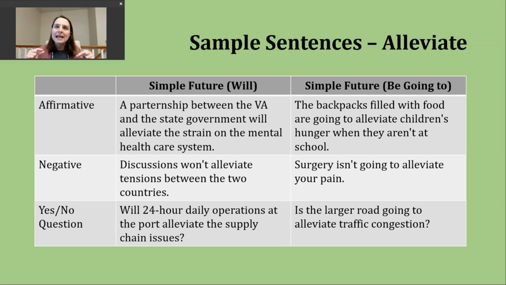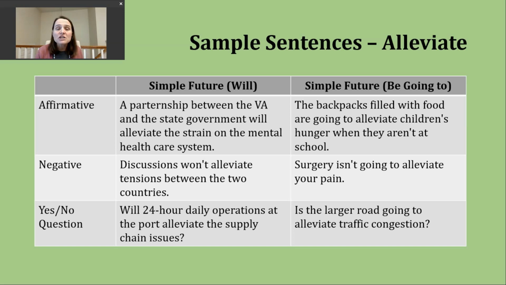Sometimes people will make a small differentiation in that when they make a prediction with will, they're basing it on their opinion or their experiences. Whereas when they use be going to, they're using some evidence to form that prediction. So outside of their own personal opinions or experiences.